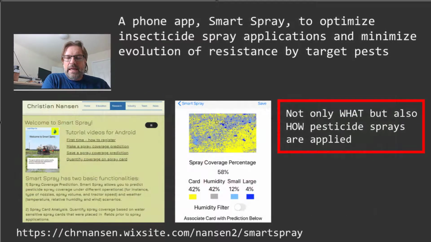If you're interested in using the phone app, either as an Android or iPhone application, or just want to read more about it, we have tutorial videos on my website in the section called Smart Spray. You can try it out for free and recommend it to others if you think it's useful. What we really illustrate with this phone app is that it's not only what you spray, but particularly how you spray it and how you can optimize that. And we think that is critically important in the responsible and correct way of using pesticides.